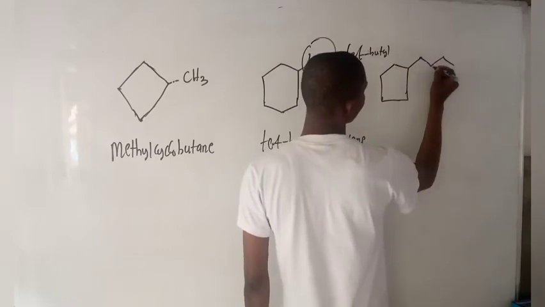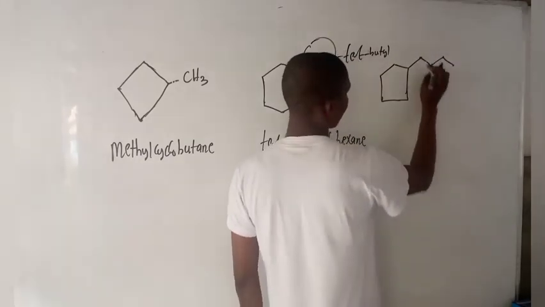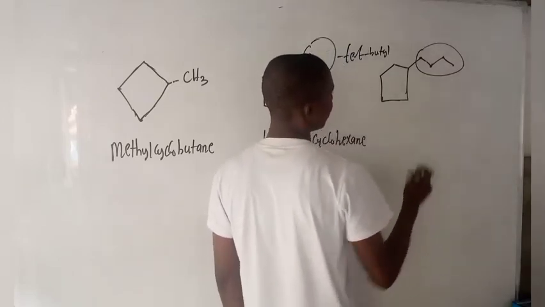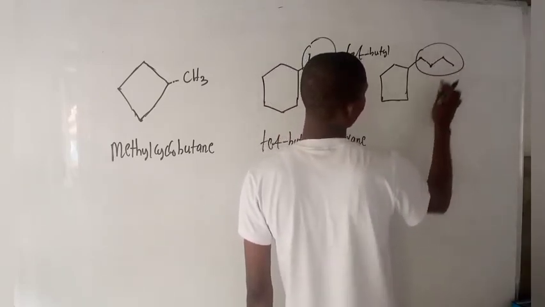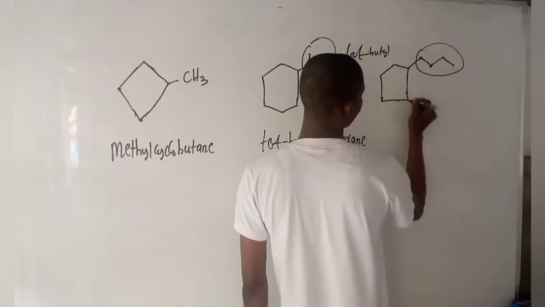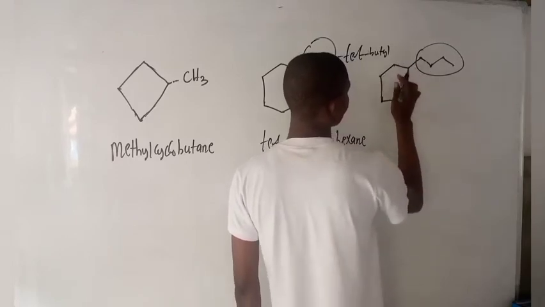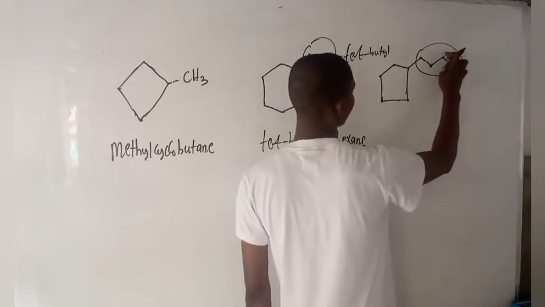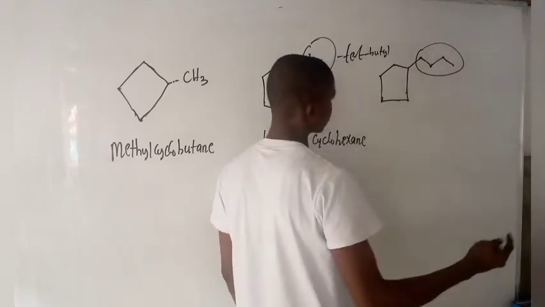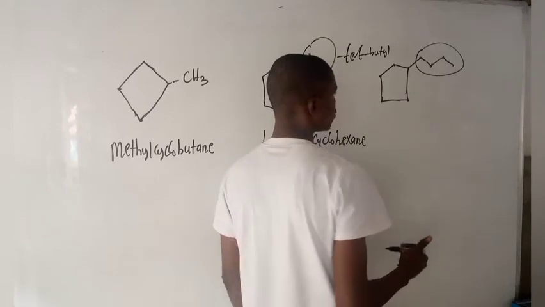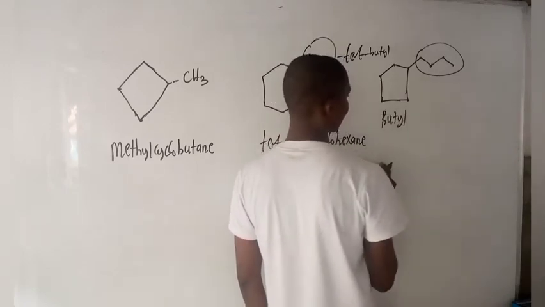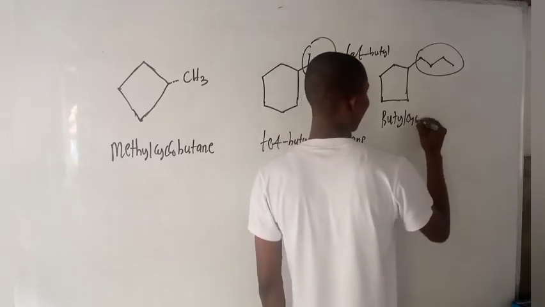Then let me count here. Here we have 1, 2, 3, 4. So the side chain, the alkyl, has 4 carbon atoms. Here in the ring we have 1, 2, 3, 4, 5. So now the ring has more carbon atoms than the side chain. The side chain will become the substituent, and the ring will become the parent. So now it will be butylcyclopentane.